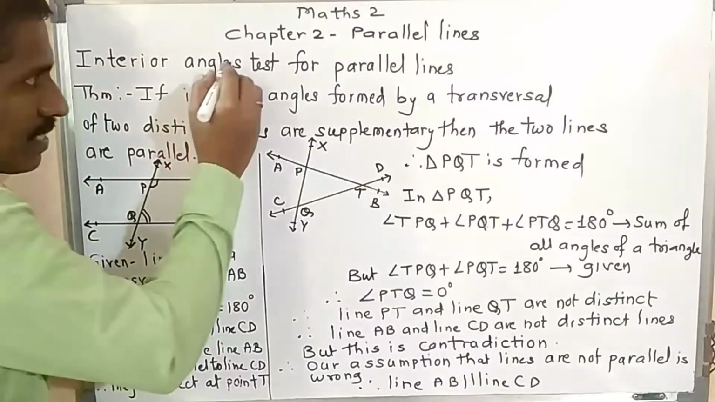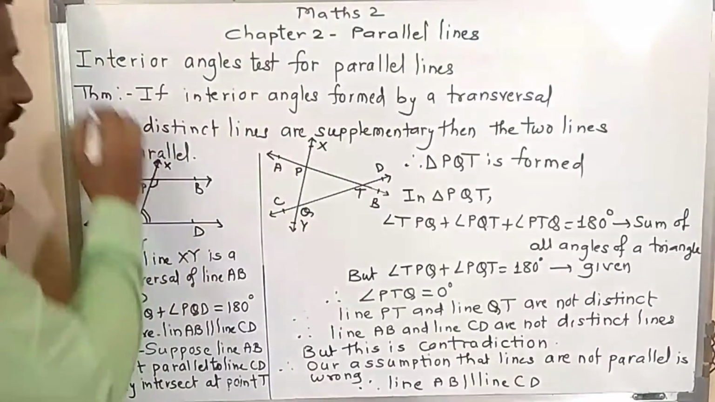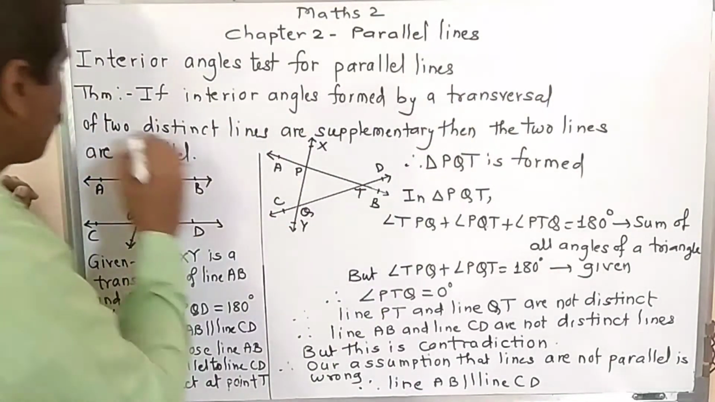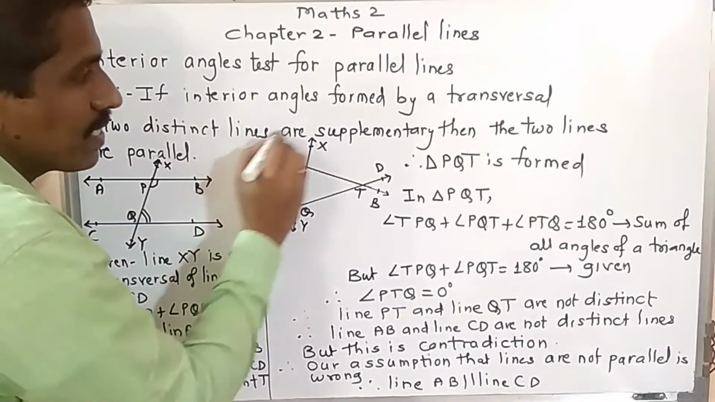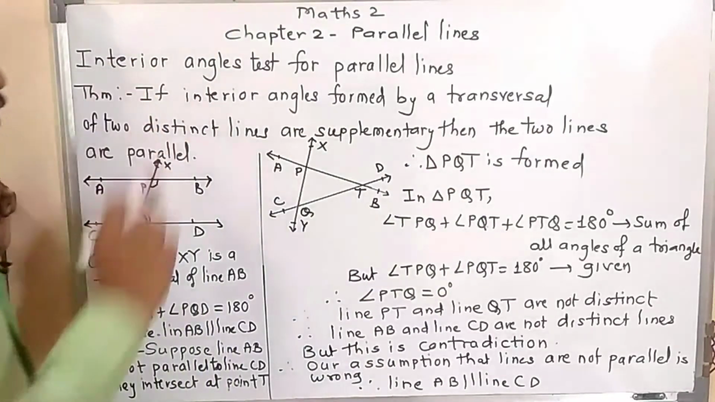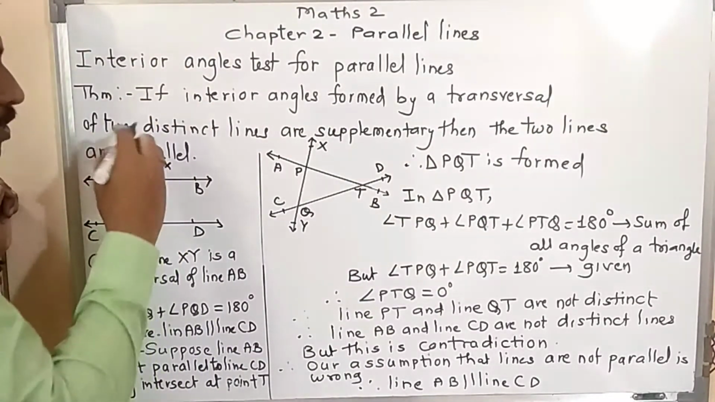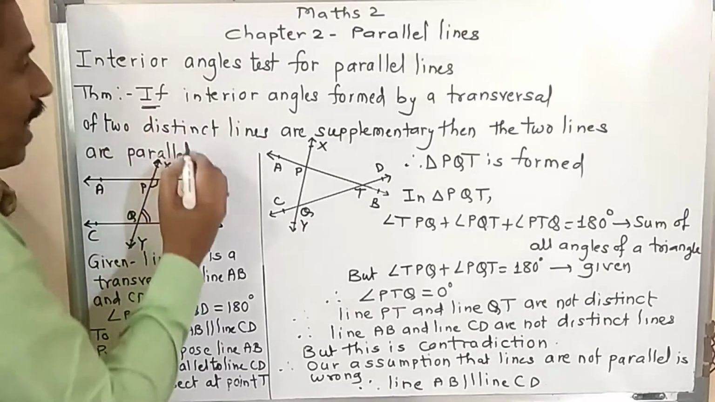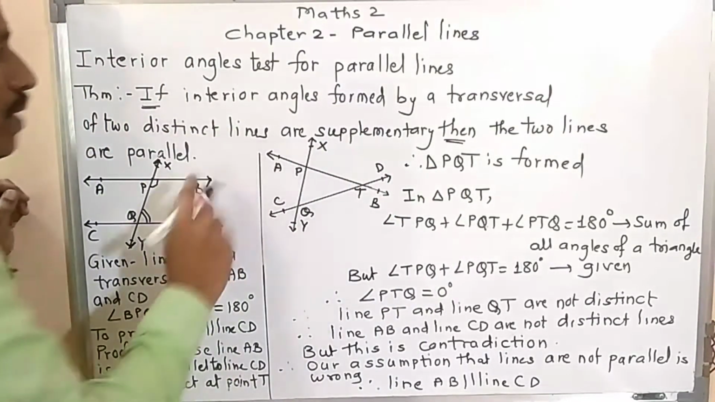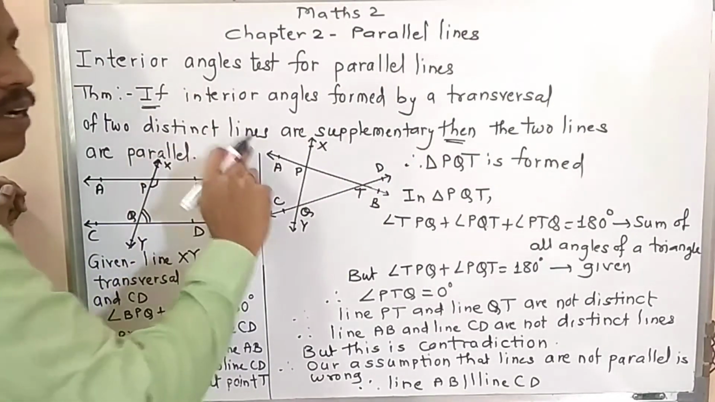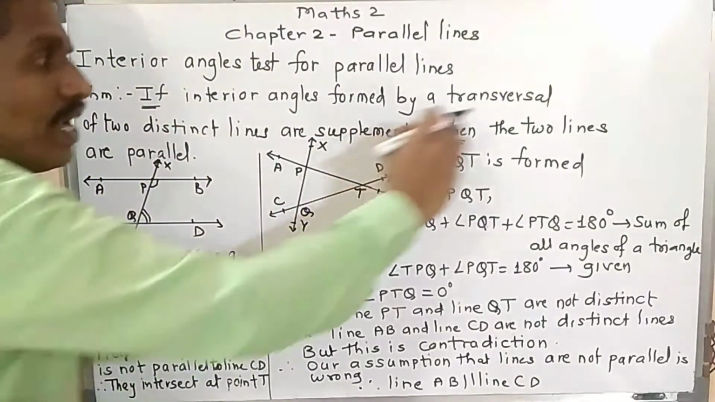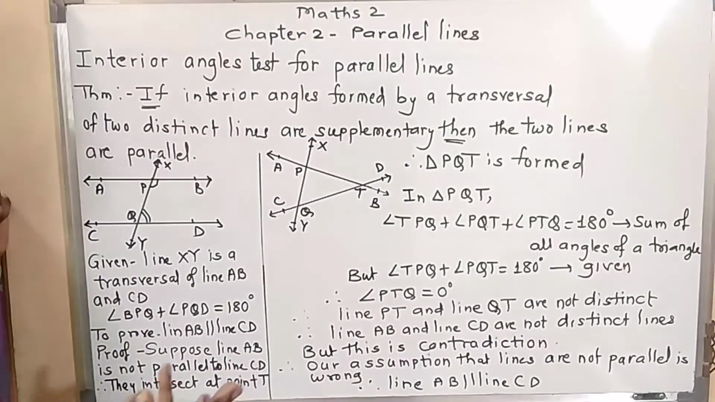Interior angles test for parallel lines. If interior angles formed by a transversal of two distinct lines are supplementary, then the two lines are parallel. The part of the statement between if and then is called the given part. Interior angles formed by two distinct lines are supplementary. This is the given part, and lines are parallel is the to-prove part.